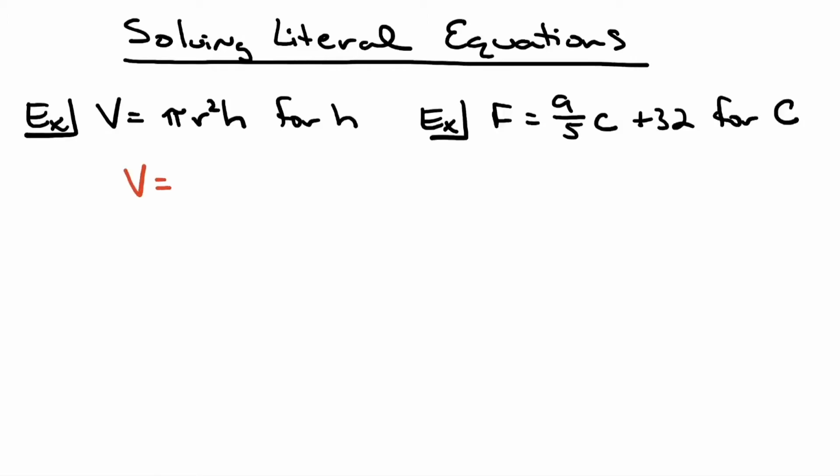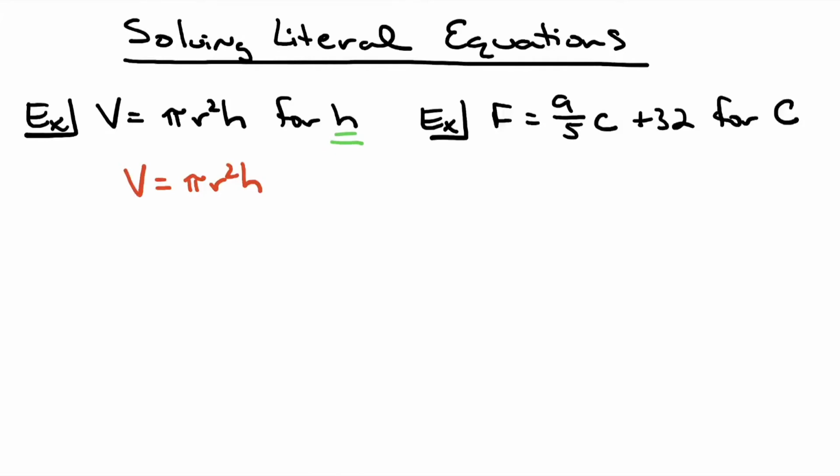I'm going to rewrite the equation: capital V is equal to pi r squared h. Now, with solving these types of equations, if it's a capital letter, you want to keep it a capital letter. If it's a lowercase letter, you want to keep it a lowercase letter. Now, on this one, I'm trying to solve for h. In other words, I need h on one side of the equation by itself.